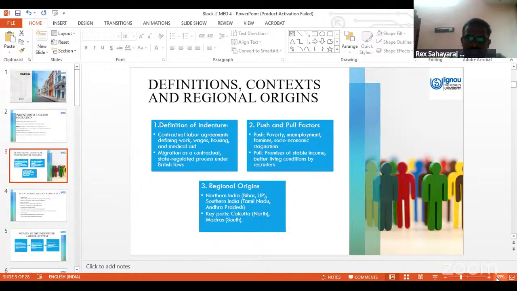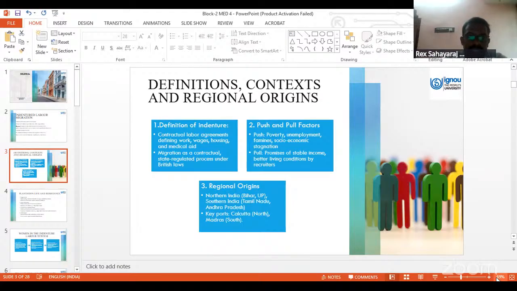So what are the pulling factors? The promises of stable income. There is a promise in the agreement that there will be a stable income for them, maybe $100, $200 or somewhere. This is a stable income for them. Then better living conditions by recruiters. So we will give hostel or housing facilities, infrastructure, hospital, medical care, and everything. So there is a promise that the countries are able to give this much, the non-strategic benefit. So they will move. These are the pulling factors when we consider.